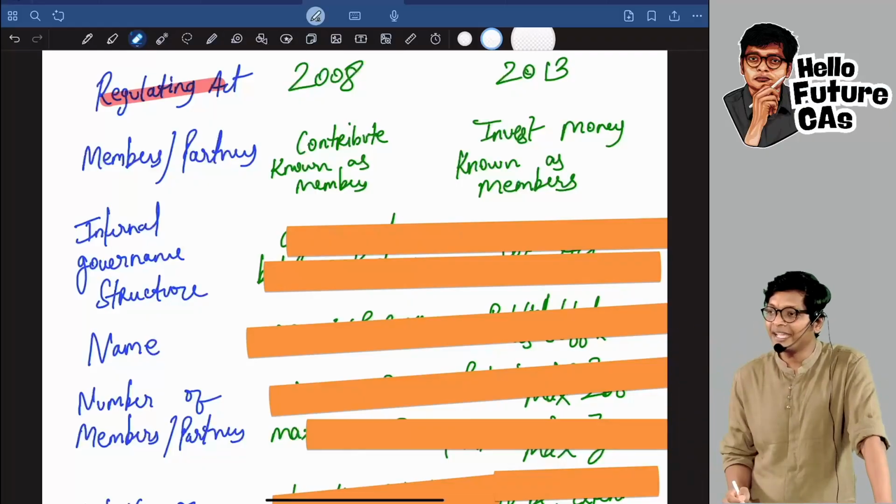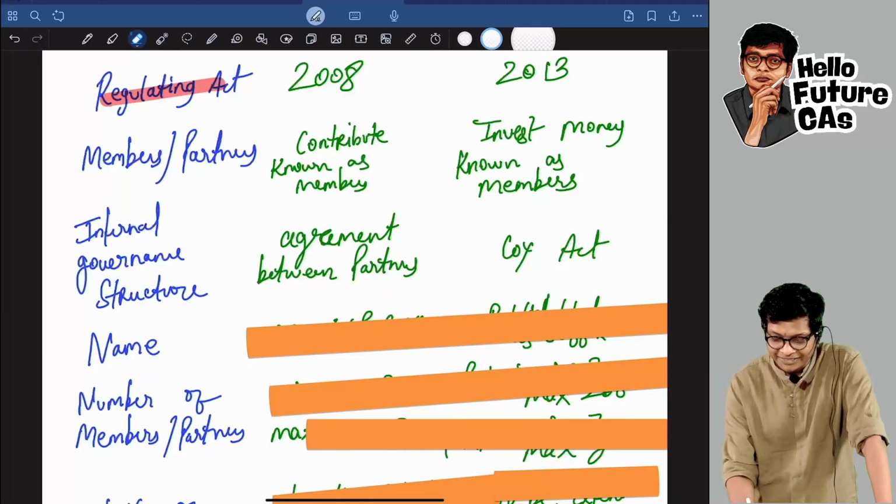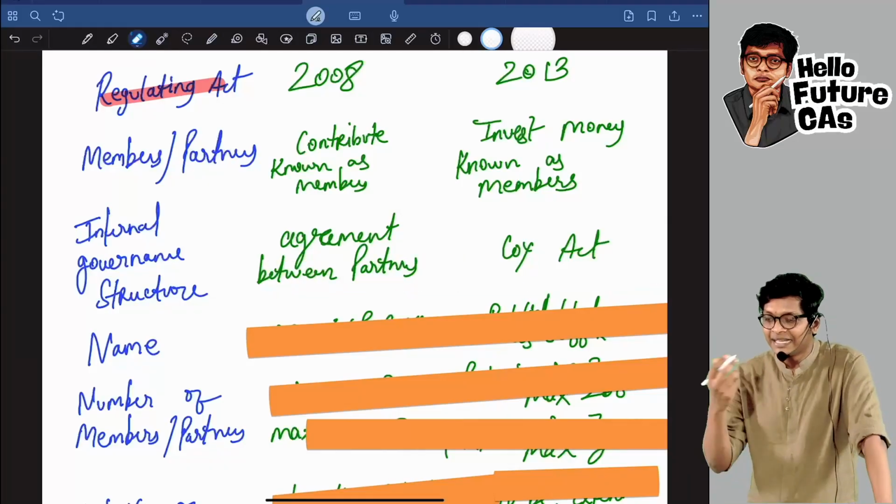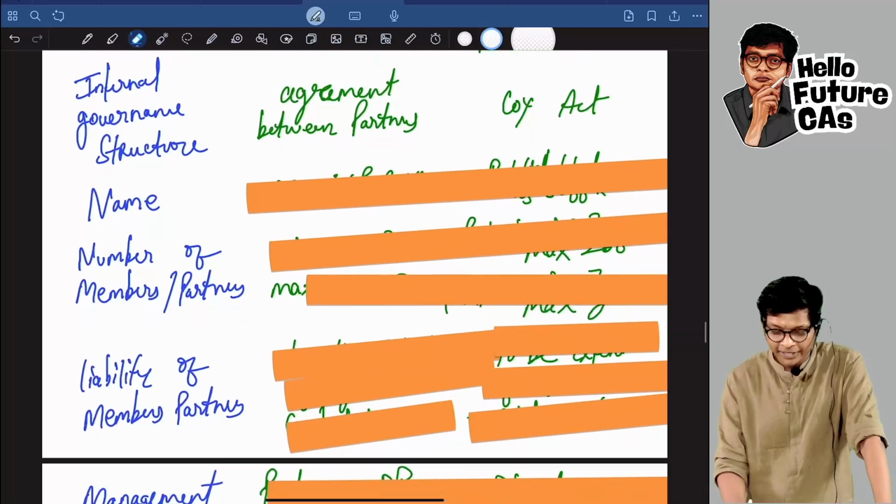There you have MOA and AOA, that's what they have. The Companies Act will govern, here it is an agreement between parties. In the Companies Act, MOA and AOA. இந்த மாதிரி பண்ணா பெட்டரா இருக்கும்.